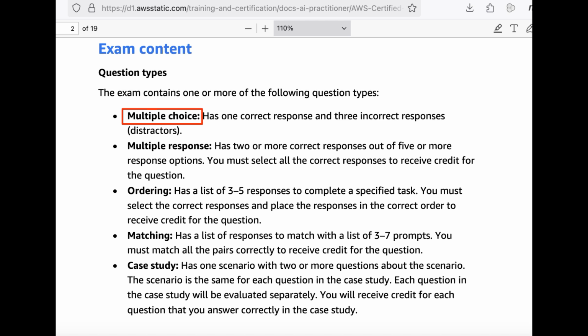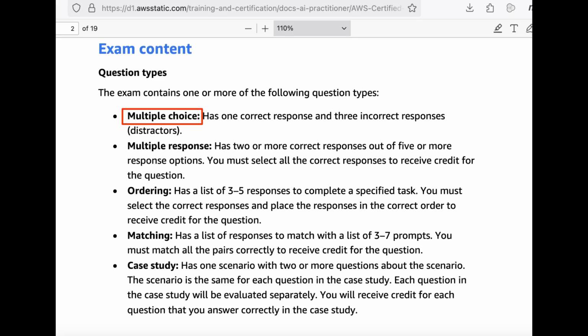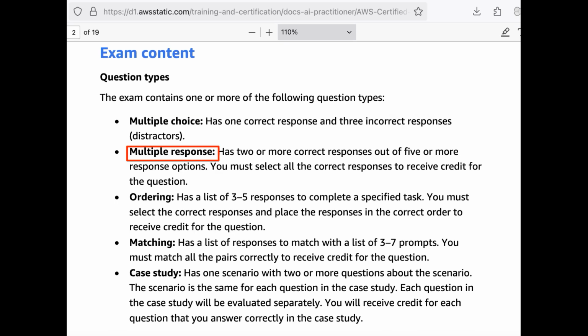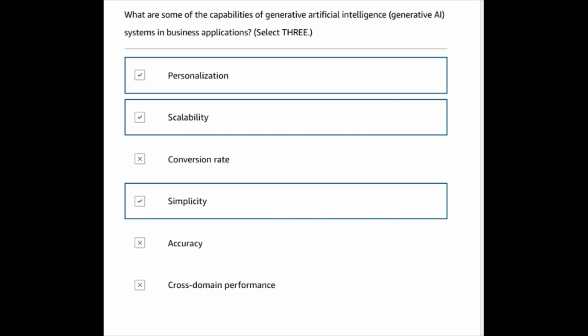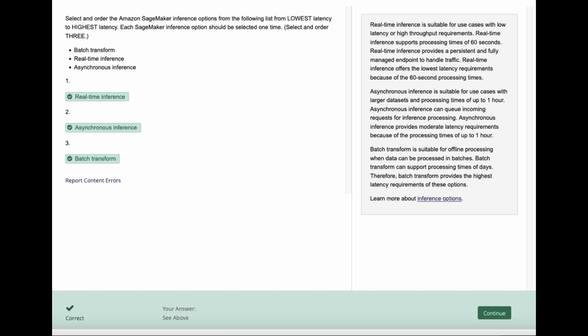The multiple choice questions will have only one correct response and three incorrect responses. In most cases, we can easily eliminate two responses as they will not be relevant to the question. But the remaining two responses will be very similar, so we need to choose the correct response using the process of elimination. The multiple response questions will have 2 or more correct responses out of 5 or more responses. You must select all the correct responses to receive credit for the question. The ordering type question will have a list of 3 to 5 responses to complete a specified task. You must select the correct responses and place them in the correct order to receive credit for the question.